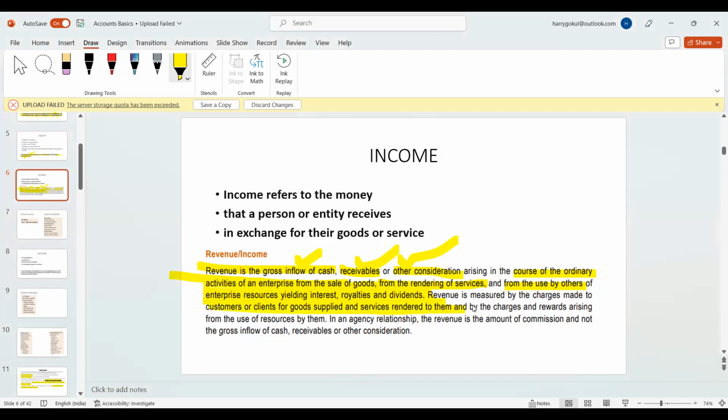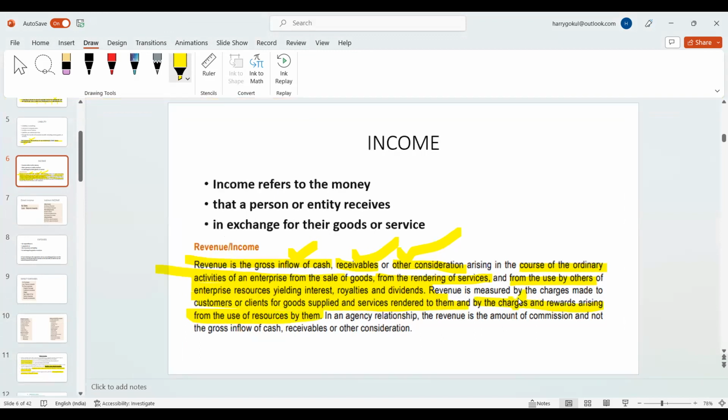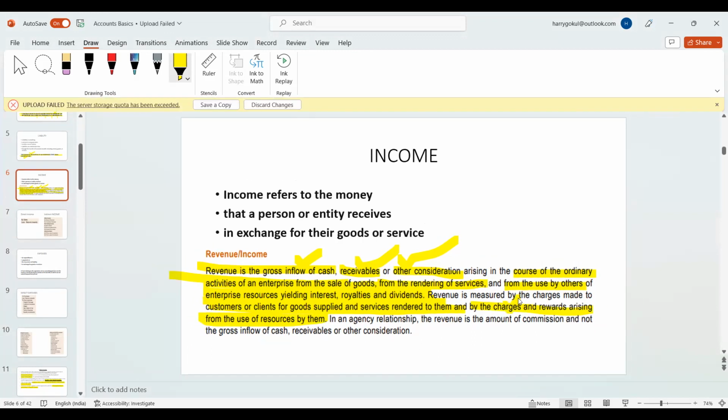Or by the charges and rewards arising from the use of resources. I'm using someone's resources and charging. For example, I have rights: you can sell only 10 books, not more than that. I'm charging 100 rupees per book, so for 10 books you need to pay 1,000 rupees. Or else rewards, something which arises from the use of resources by them.